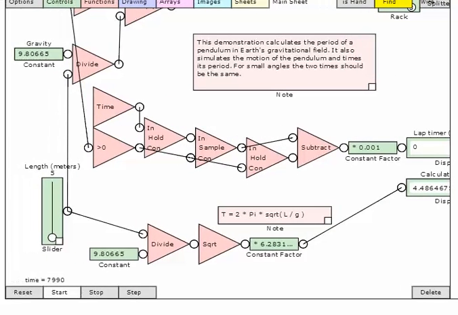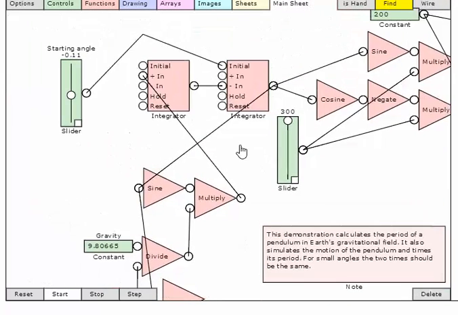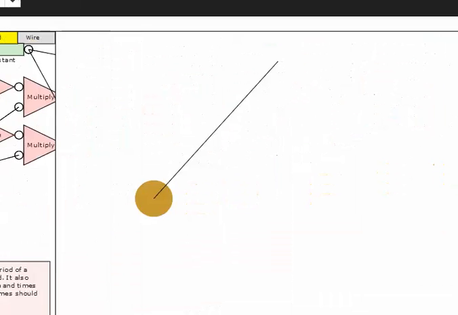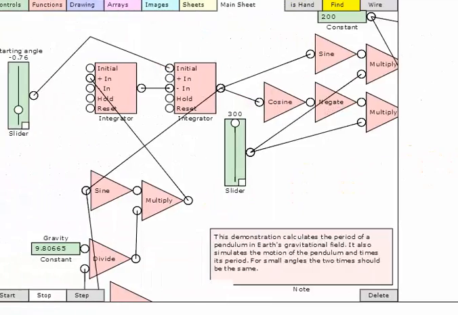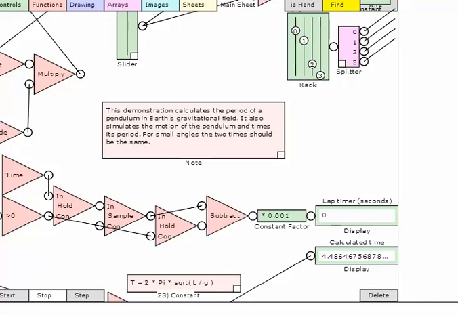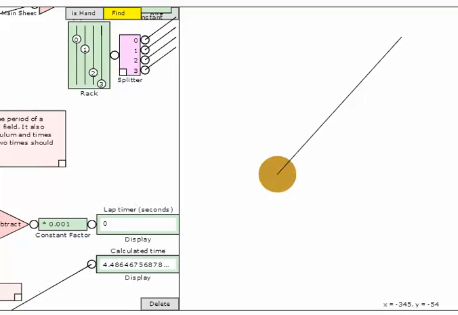But let's try swinging it further. So what I'm going to do is change the starting position, which is this here, starting angle, and I'm going to make it, I don't want to get crazy here, but let's make it a little bit larger. How about that? So that angle is substantial. So let's go back to watching our elapsed time and get everything positioned here for you to see. Okay, so here we go. Reset and start.